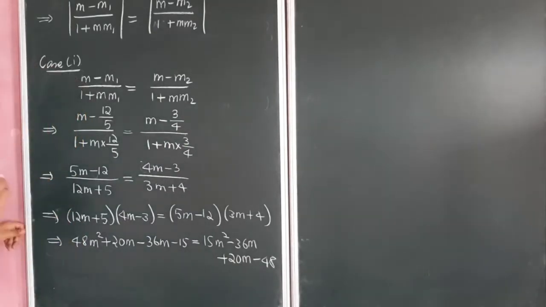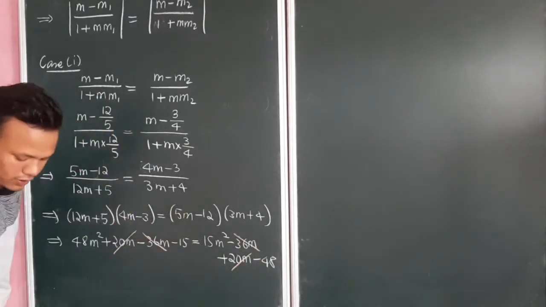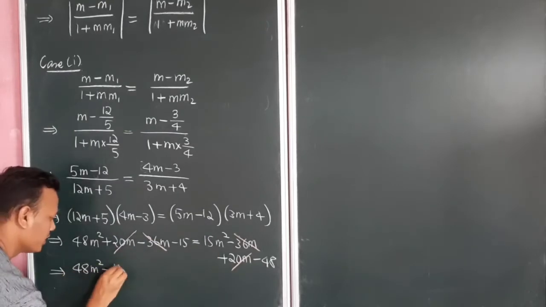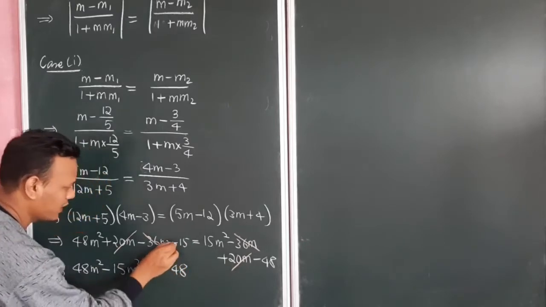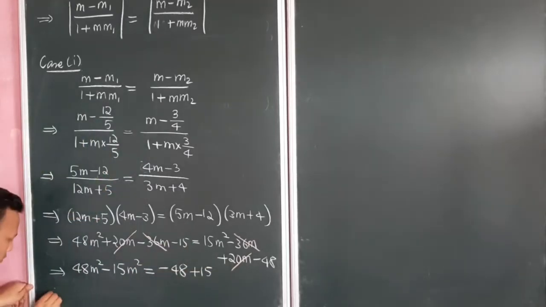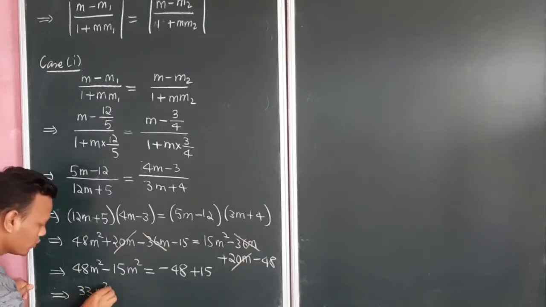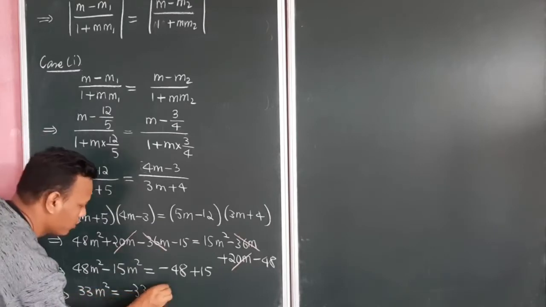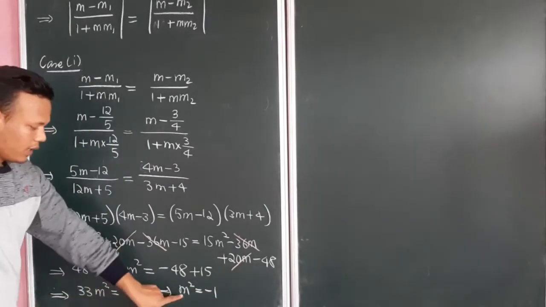If you see here, some things get cancelled. For example, 20m and 20m get cancelled. Yes, both are plus. Minus 36m, both get cancelled. So from here, let me take this m square out here. If I take this m square out here, then we have 48m square minus 15m square equals, see here carefully, we have minus 48 here, right? Let me take this minus 15 over there, so it becomes plus. So from here we have 48 minus 15, how much is that? It is 33m square equals, here also we have the same, but it will be minus 33. So if you cancel 33 and 33, you'll see that m square will be minus 1, isn't it?